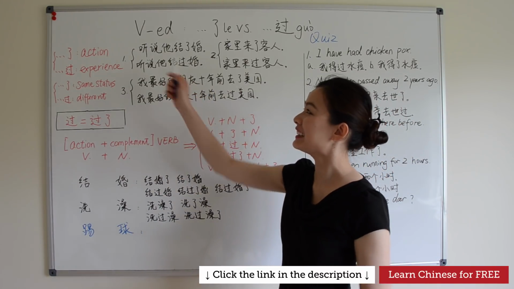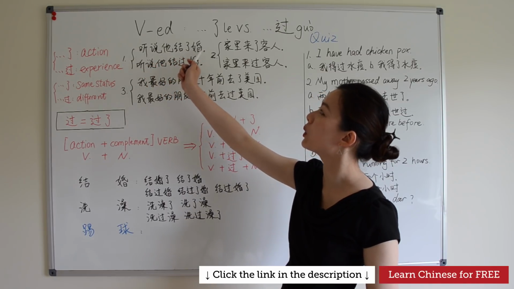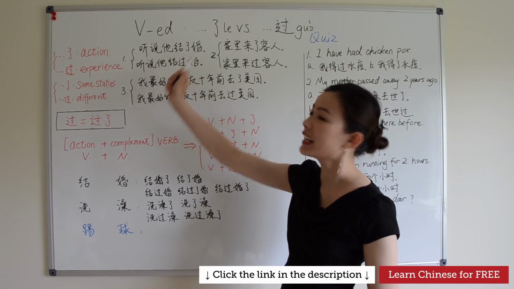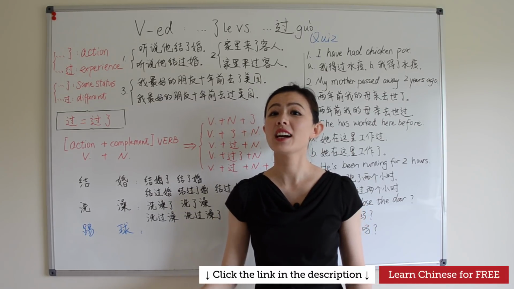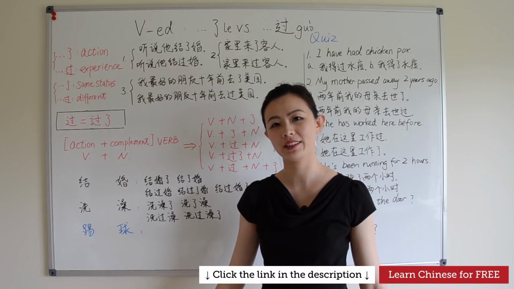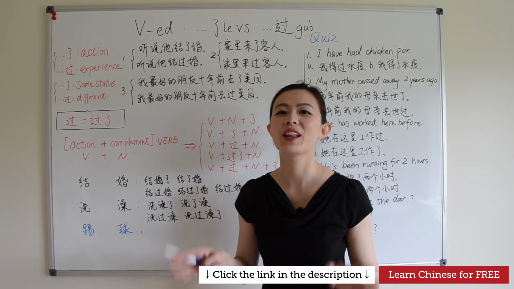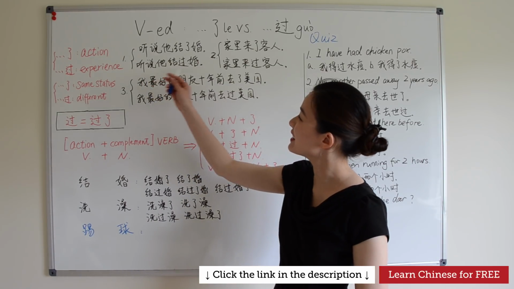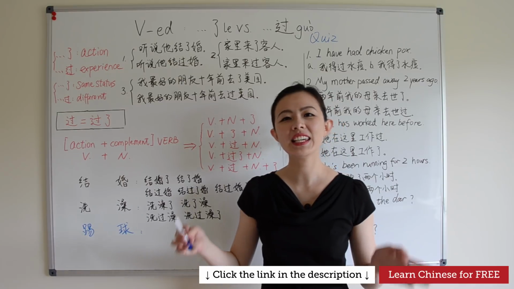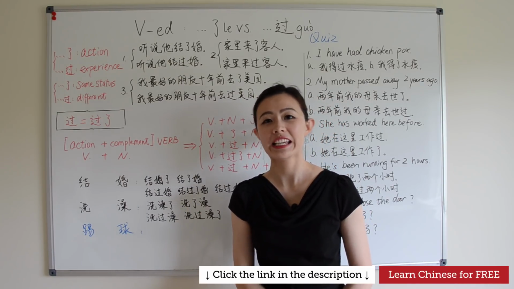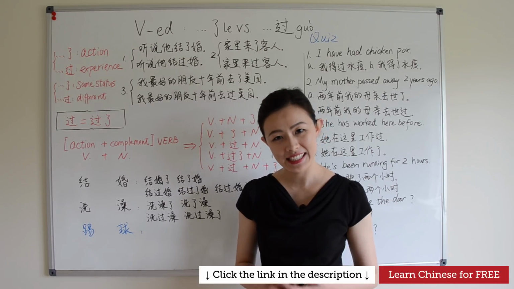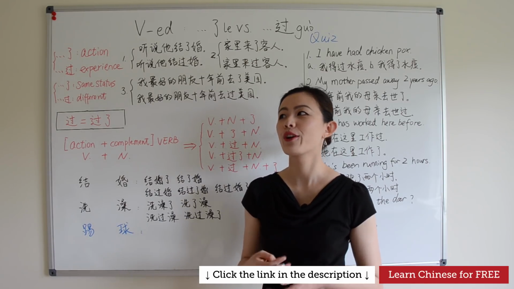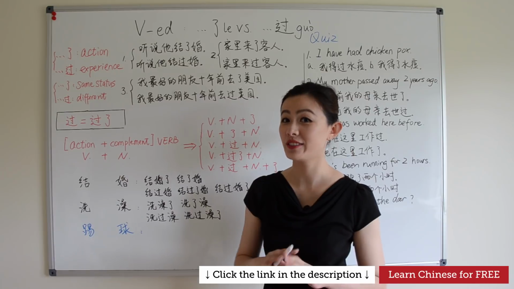Yes. The first one, 听说他结了婚. 结了婚 is an action, that he got married. And he got married and he's still married. This is the implied part. And 他结过婚 means he has been married before and he is probably not married now. He has the experience of getting married, but he's now not married.